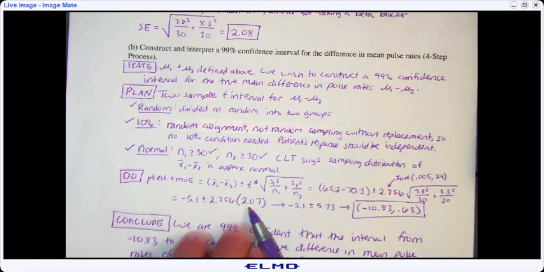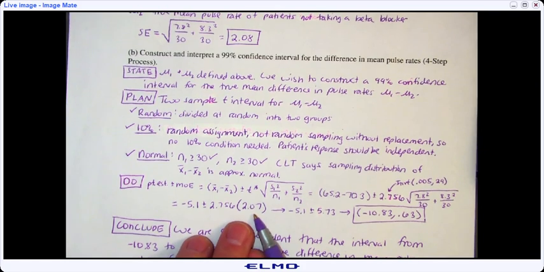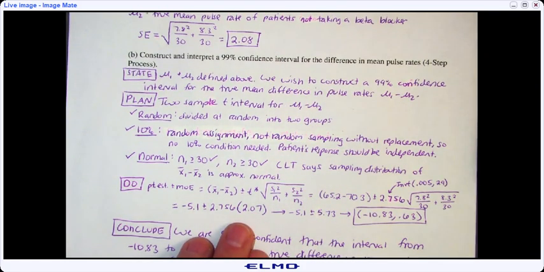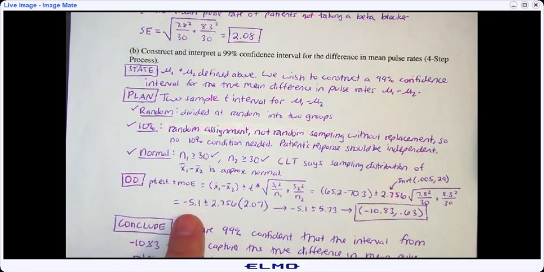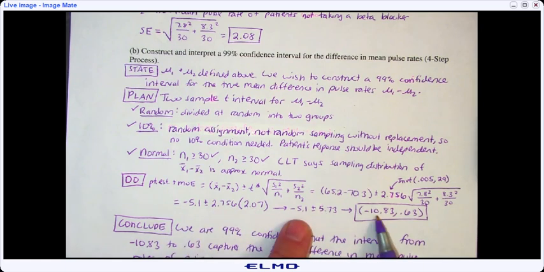to get 2.07 here. I must have rounded differently. So in actuality, what it actually equals, you get your point estimate plus or minus this times this, which gives you this margin of error. So when you subtract that and then you add that, you get these two values here.